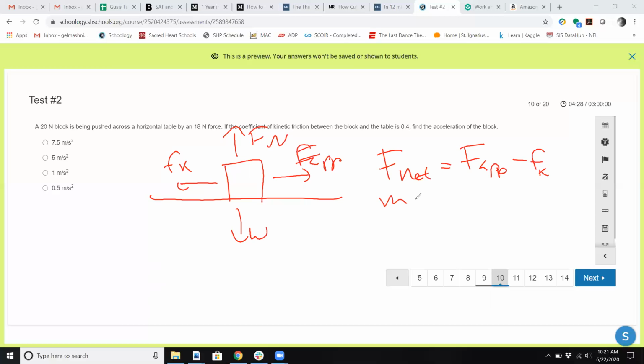Okay, Fnet equals ma. Fap is 18, right? Minus mu k times Fn. Okay, mass I'm going to figure out later. 18 minus 0.4 times 20, that's pretty easy. That's 18 minus 8. So of course we get 10 here. Now, Fn minus W, I wasn't wrong about that, equals 0.